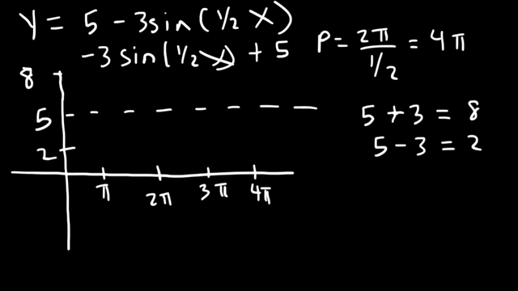Now we have a negative in front of the sine function. So it's going to start at the center, but it's going to go down instead of going up.